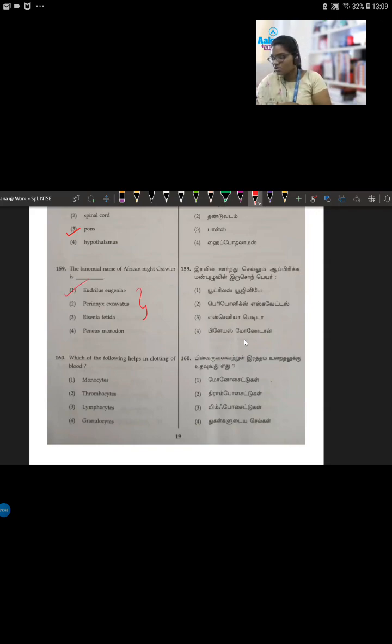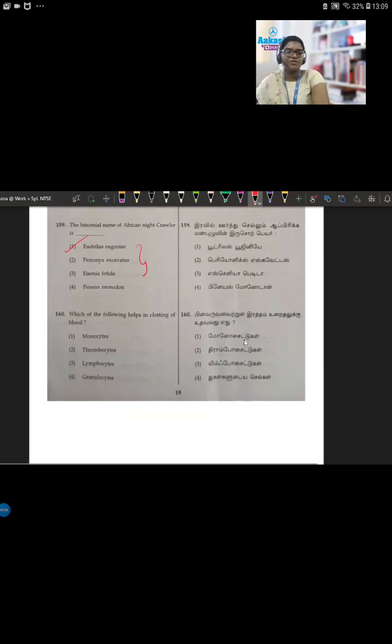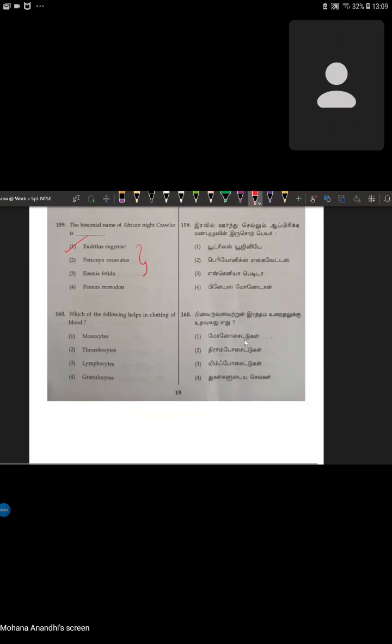Whereas Perionyx excavatus is also an earthworm, which is found in North America. And Eisenia fetida is a redworm, not an earthworm. And Penaeus monodon is a shrimp, a prawn type. So here it goes for option 1. A direct question. And then the last one: which of the following helps in clotting of blood? We know, thrombocytes, which are also called platelets.